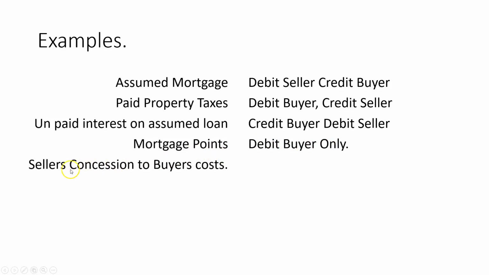Here's an interesting one. Seller's concession to buyer's costs. Sometimes the buyer hasn't got the money to pay for the closing costs, so they add a little bit onto the purchase price to pay the seller, and then the seller hands back some of that money into the kitty so that the closing costs can be paid for. In which case, it's going to be out of the seller's pocket into the buyer's pocket. So therefore, it's debit the seller, credit the buyer.